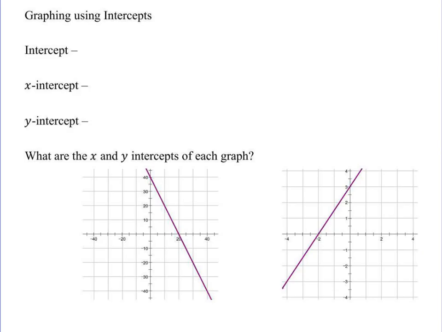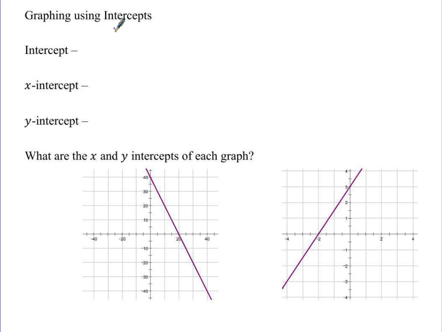The second topic that happens immediately after you understand standard form, so really they were just introducing standard form, and now we're going to get into how we can use standard form. This is really the only purpose behind standard form for you guys in Algebra 1, for now, until we learn about solving systems of equations, is graphing using intercepts.